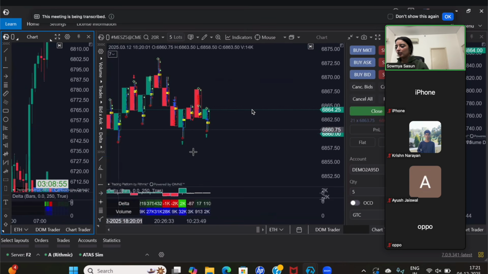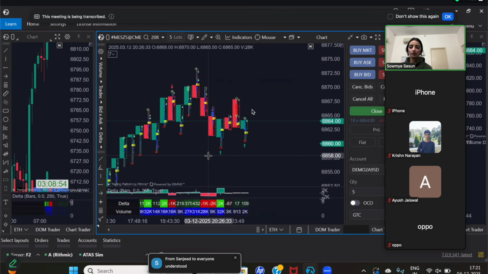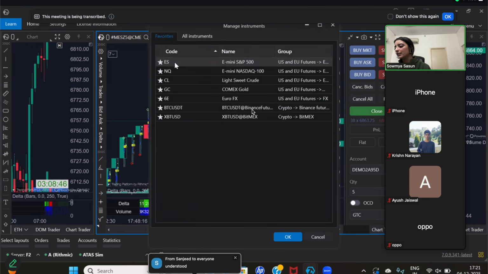Now, you can see my footprint charts, right? This is my footprint chart. Here I have my ticker instrument. I will just change the ticker to ES. Now these are my favorite instruments. If you guys want, I will put it on my Instagram story also, so you can remember. The first one is ES, the E-mini S&P 500. You know what that is. And then we have NQ, Nasdaq, CL is crude oil, GC is gold, 6C is euro, BTC is Bitcoin.